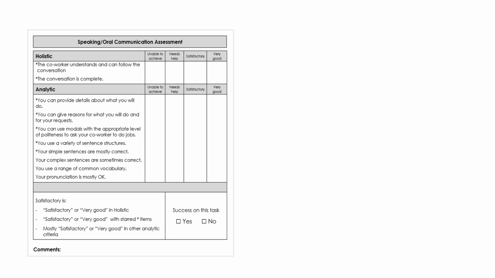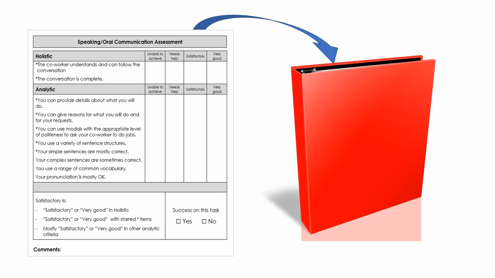Both assessment tasks and skill-using tasks are collected as artifacts, or evidence of ability, in learners' portfolios. 8 to 10 artifacts are the goal to evaluate learners' completion of the CLB level in each skill area.